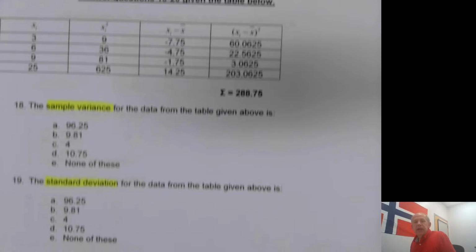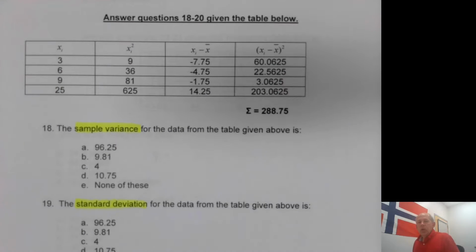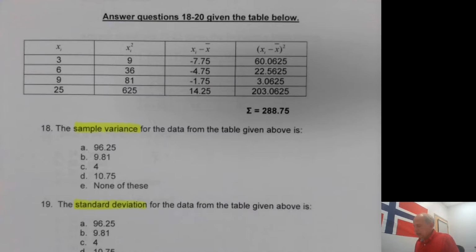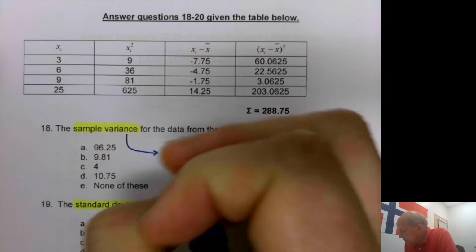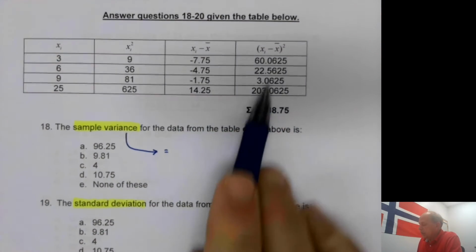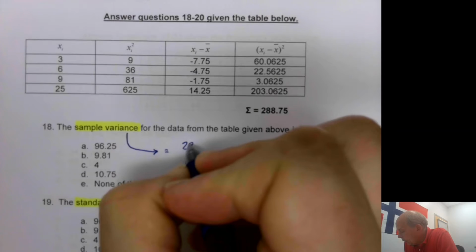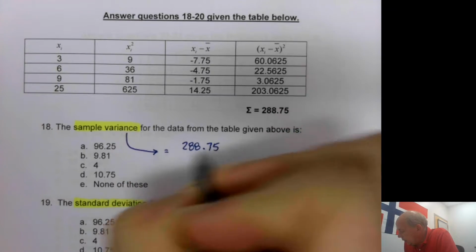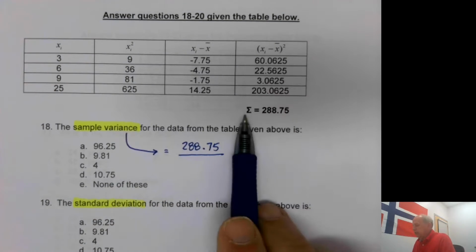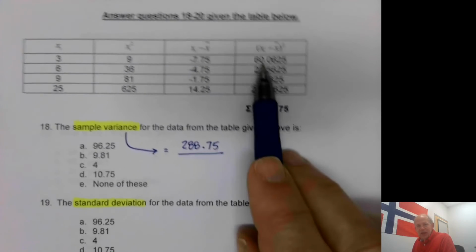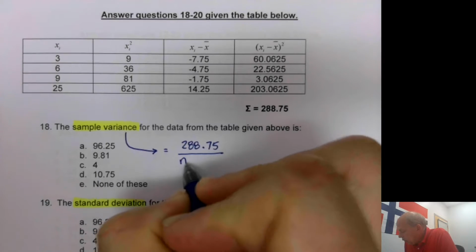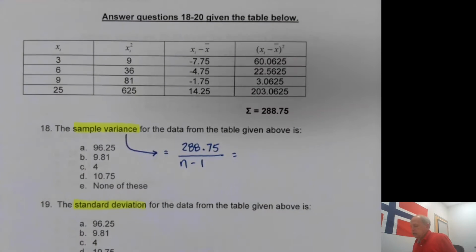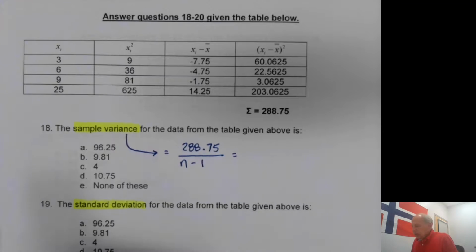Speaking of spread, let's take a look at a data set where we want to find the sample variance and sample standard deviation from this data set. My sample variance, I am going to do by finding the sum of this last column, 288.75. That's what that sigma means. I've added up that last column. I'm going to divide that by n minus 1, where n is the number of data points. So I have 1, 2, 3, 4 data points.